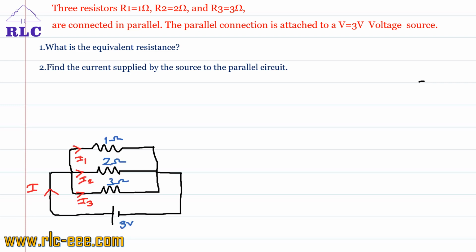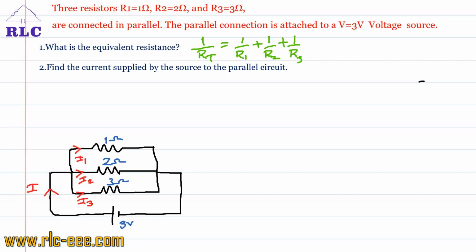Okay, consider the circuit we have drawn. They are connected in parallel: 1 ohm, 2 ohm, 3 ohm. The current flowing through the resistors is not the same. It is divided, so the main current is divided into 3: I1, I2, I3. Then 3 volts is the battery supply voltage. So how do we find the equivalent resistance? What is the formula?